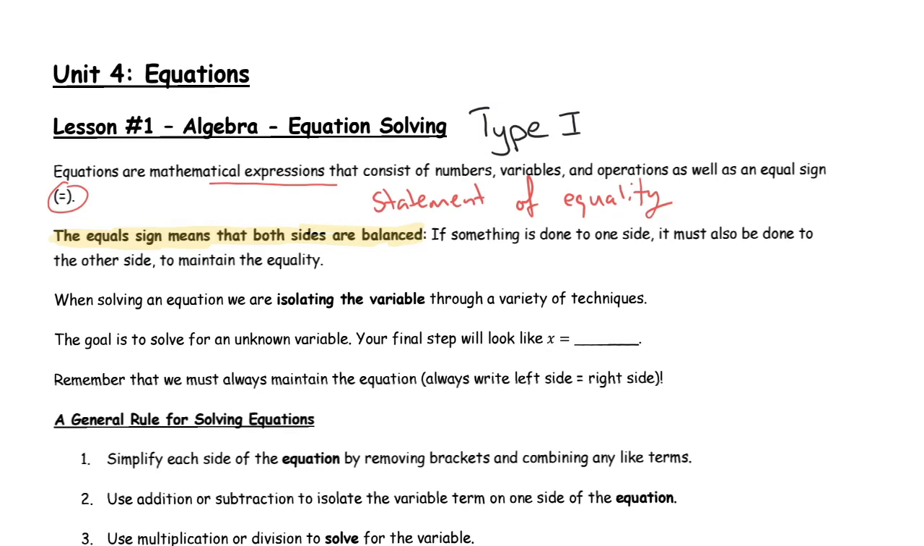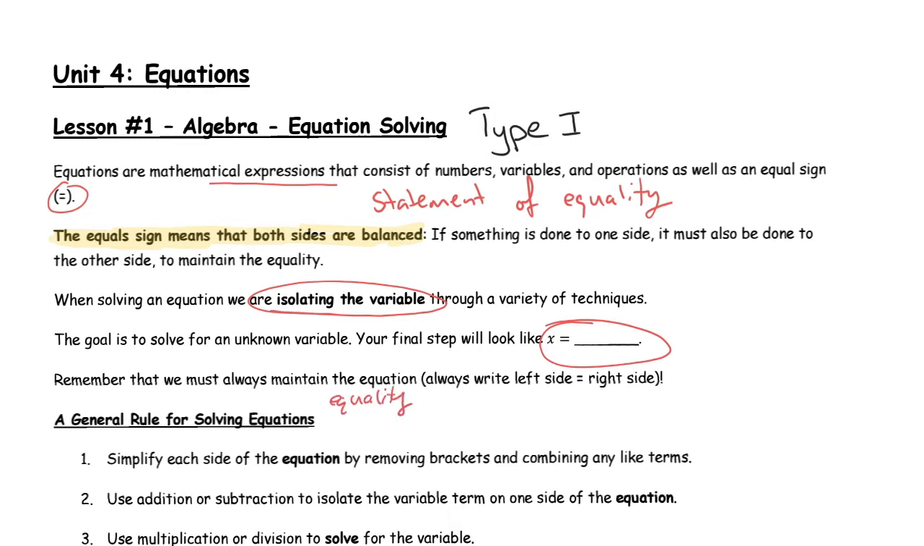So then the issue is about isolating the variable, doing things to the equation to get the variable by itself, because that will give us what the value is, and that's what we're looking for. We're looking for that statement of x equals something. But we have to maintain equality. We always maintain equality.